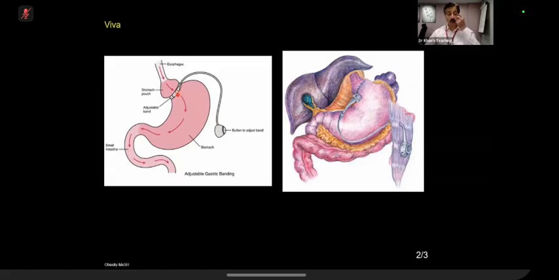There are so many complications which can happen, but the exam complication is this one. Look at the axis or the lie of this. It is at about 8 o'clock to 2 o'clock, or 7 o'clock to 1 o'clock position. It should not slip down. That is known as slippage of gastric band.